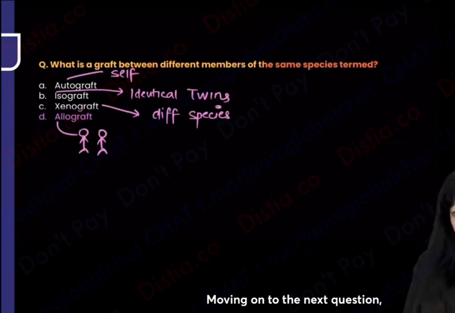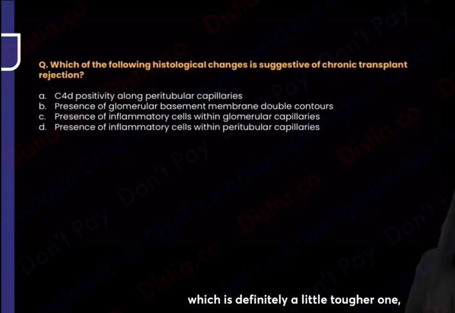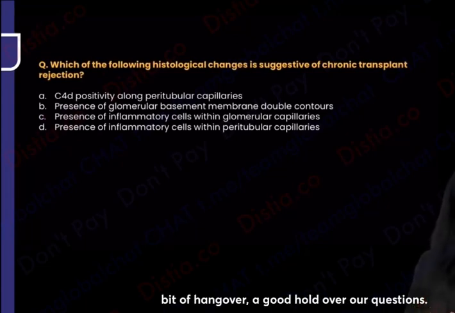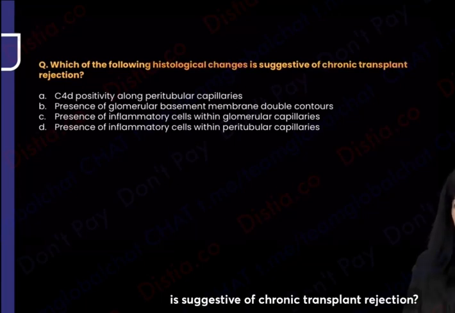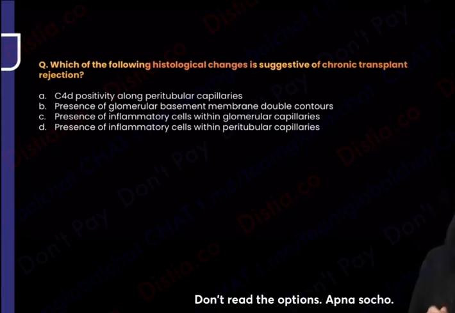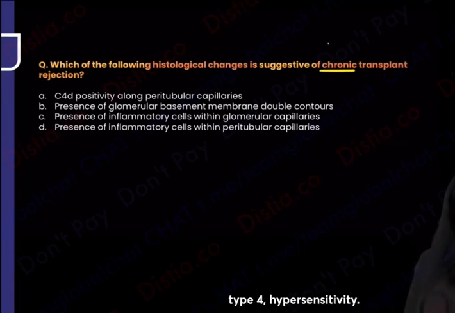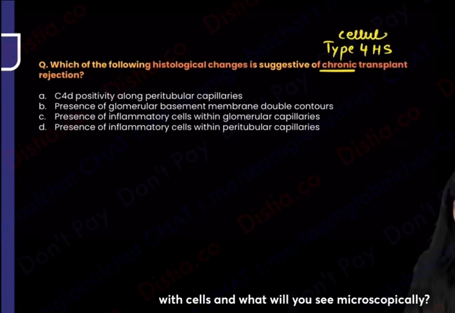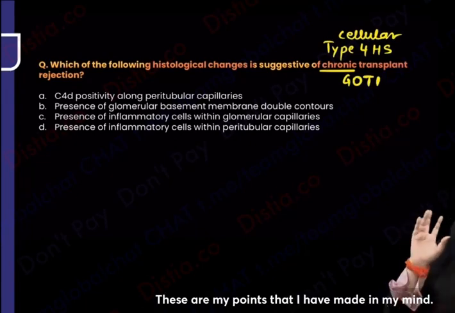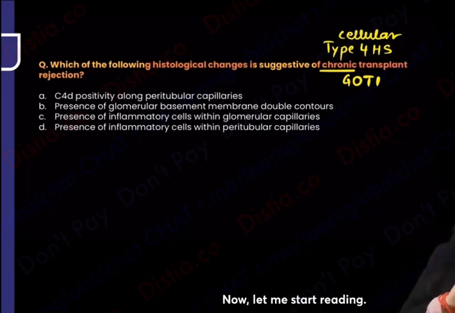Moving on to the next question, which is definitely a little tougher one, but let's try. We've done so much detailing. Let's see if we can have a good hold over our questions. Which of the following histological changes is suggestive of chronic transplant rejection? Don't read the options. Think on your own. Chronic was that friend zoning story. Type 4 hypersensitivity, which means it was all to do with cells. And what were you seeing microscopically? You were seeing GOTI. These are my points that I have made in my mind. Now let me start reading.